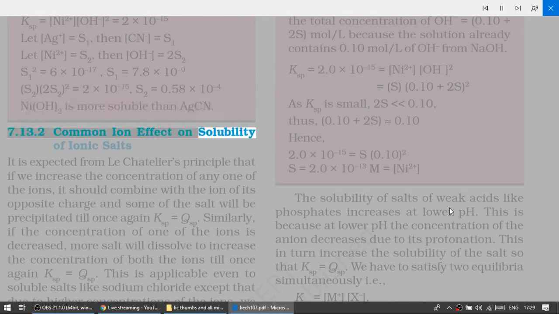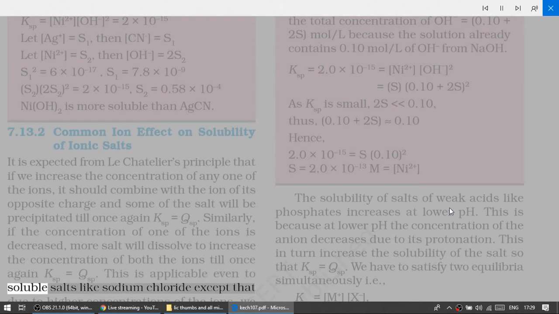7.13.2 Common ion effect on solubility of ionic salts. It is expected from Le Chatelier's principle that if we increase the concentration of any one of the ions, it should combine with the ion of its opposite charge and some of the salt will be precipitated till once again Ksp is equal to Qsp. Similarly, if the concentration of one of the ions is decreased, more salt will dissolve to increase the concentration of both the ions till once again Ksp is equal to Qsp.